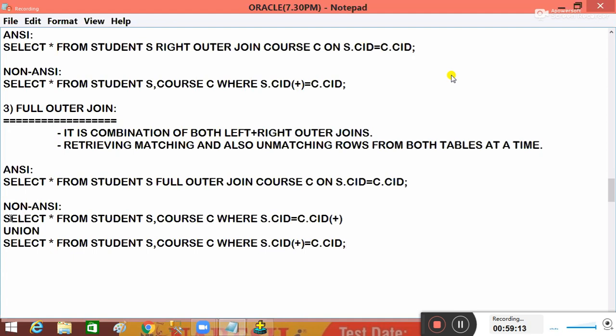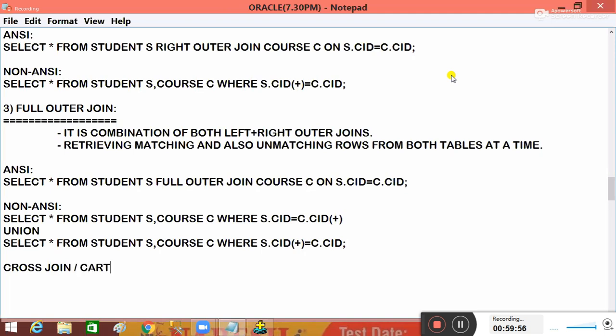Okay, now. So why do we use outer join mechanisms? Whenever you want matching data and not matching, that means unmatching data, both kinds of data, there we can use outer joins. So whenever you require that, you can use the union operator to implement your outer join mechanism in non-ANSI form. Okay, right. Now let's see the next one: cross join.